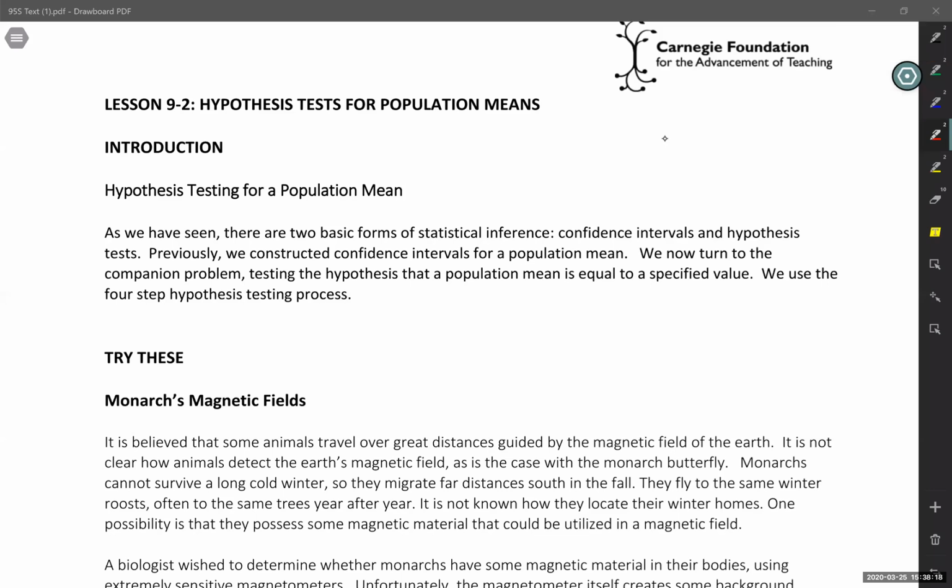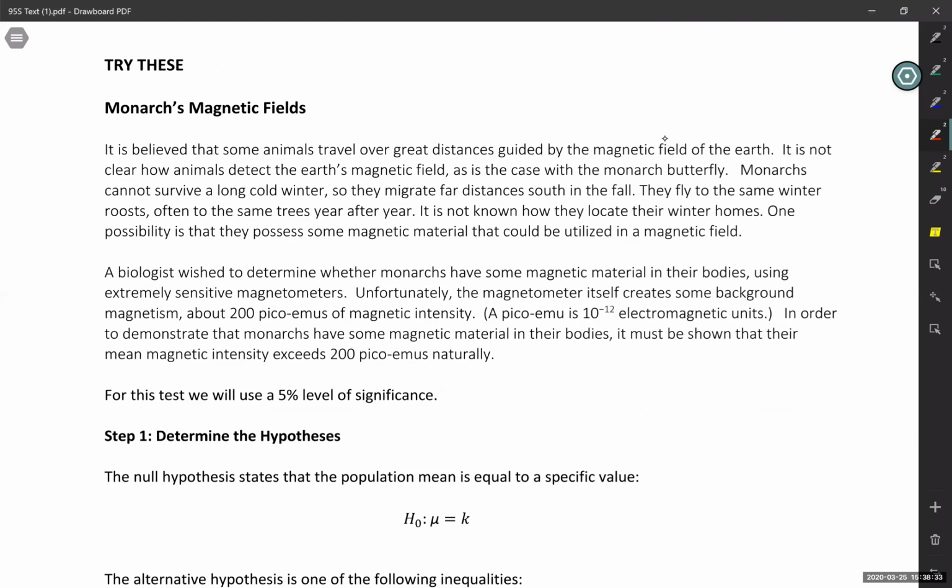So we are here at the population for means, and this first example with the monarch's magnetic field. Again, if you have not stopped and read this, please do so now, because I'm not going to read through the words part of the example. I'm going to assume that you've already done that, but I'm just going to jump right in.